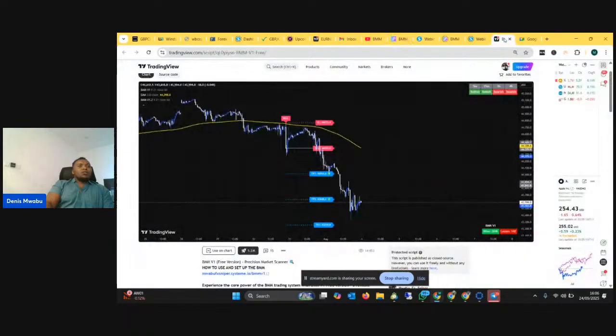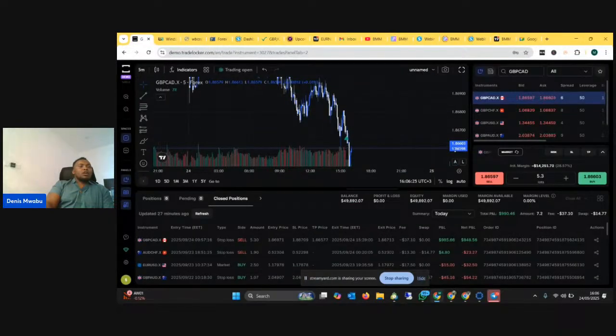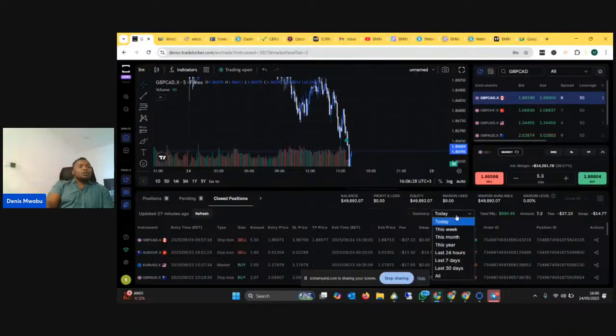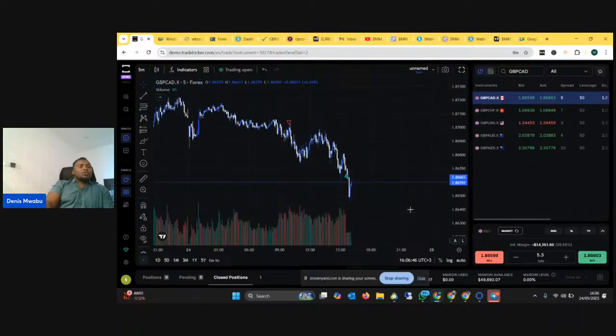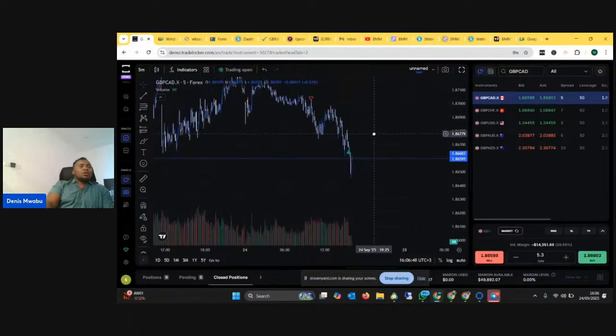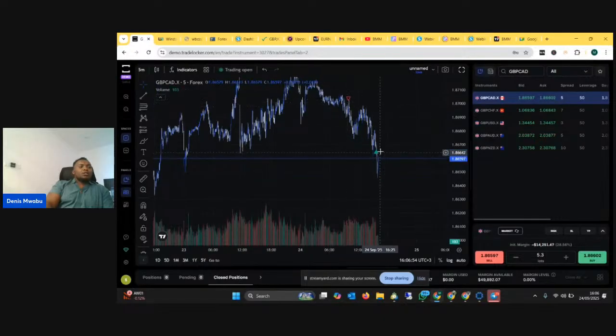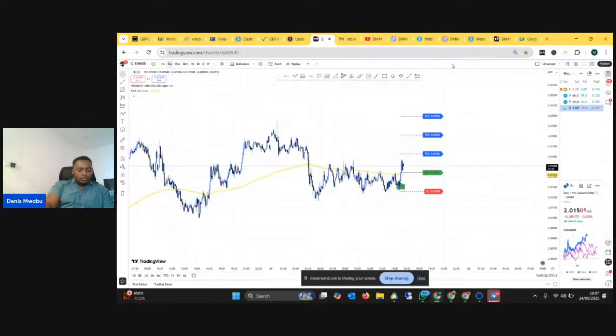Having that in mind, let's take a look at trades that we can take during New York session. As you can see today, this is my GBP CAD trade idea that I've been able to take. I actually closed it just when it hit my 2% mark, which was here. This is where we entered, this is where we got out. So let's take a look at what we have for New York session, guys.